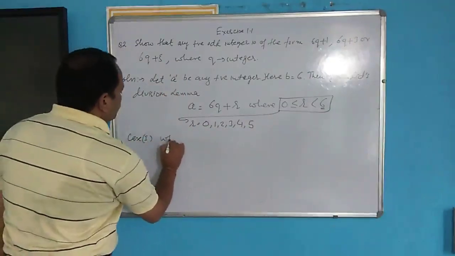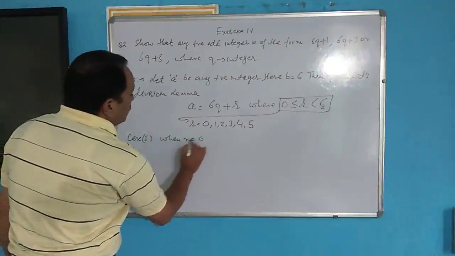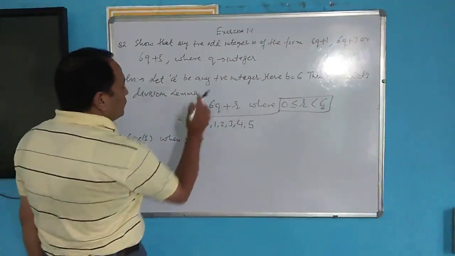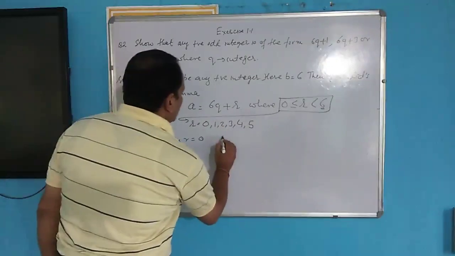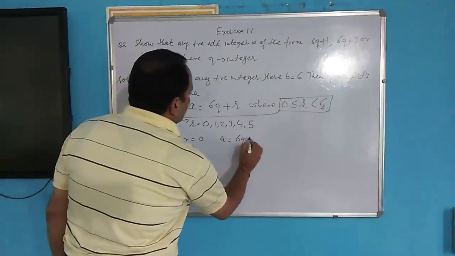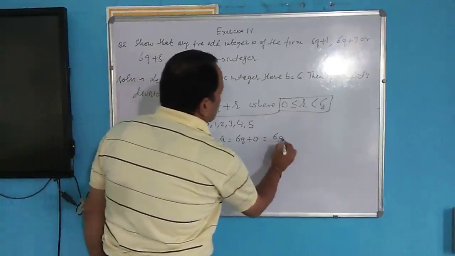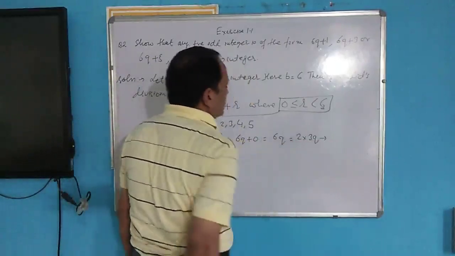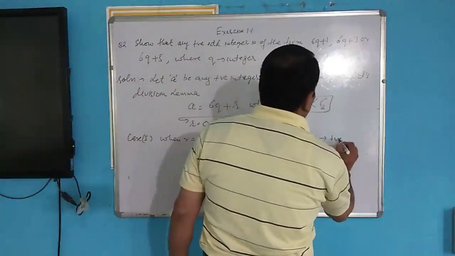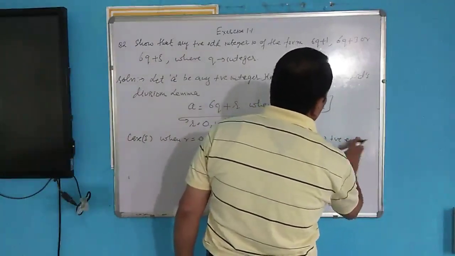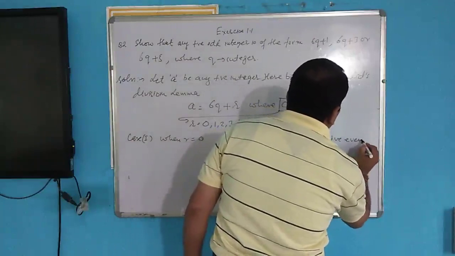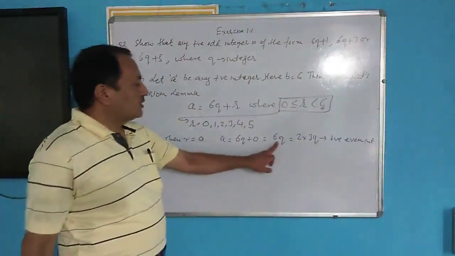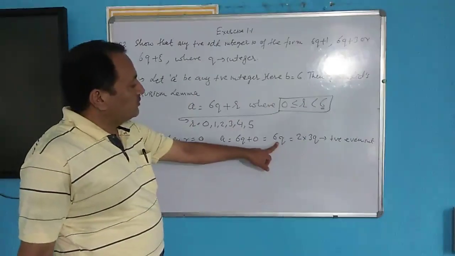Case 1, when r is equal to 0. We will put r equal to 0 in this equation. So a comes out to be 6q plus 0, or 6q, or 2 into 3q. So this is a positive even integer. So 6q is the first form of the positive integer.